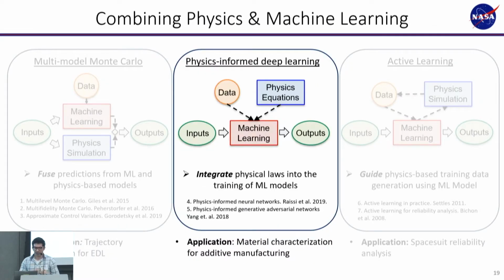So moving on to the second method, we're going to give an example of how we're trying to apply physics-informed deep learning now for the problem of materials characterization for additive manufacturing.